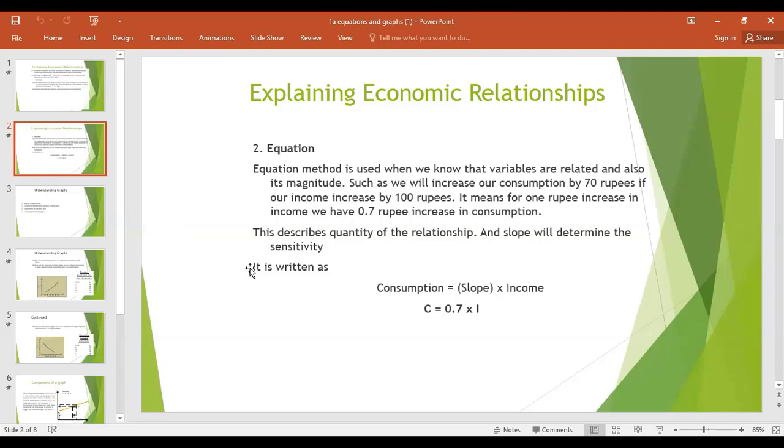In the previous case, we acknowledged the presence of something. Now we are acknowledging the strength of that thing, how strong it is, or the conversion rate. यदि आप $1 देंगे तो 170 रुपए मिल जाएंगे. ठीक है, तो you know the conversion rate. ठीक है, so it is written as consumption multiplied by the conversion. In standard we write slope and income. ठीक है, so it is converted into the function as C = 0.7 × I.